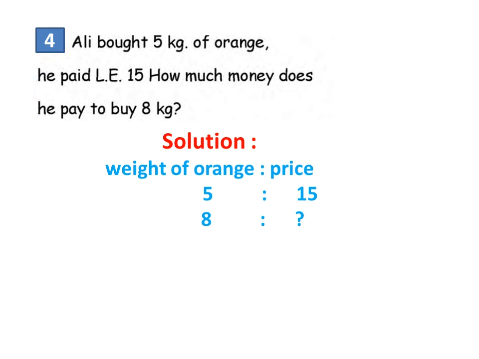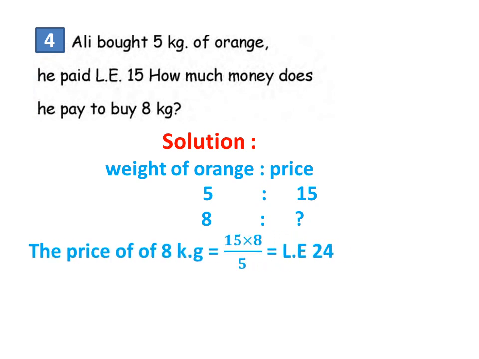So we will get the price of 8 kilograms. How can I get the price of 8 kilograms of orange? By using cross multiplication. As we know, the product of means equals the product of extremes. So the price of 8 kilograms equals 15 times 8 divided by 5. We reduce 5 with 15, so it will be 3 times 8 equals 24 LE. Again, by cross multiplication, 15 times 8 over 5 equals 24 LE. So 5 kilograms of orange cost 15 LE, and 8 kilograms of orange cost 24 LE.